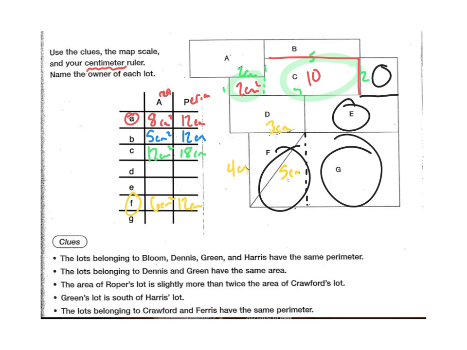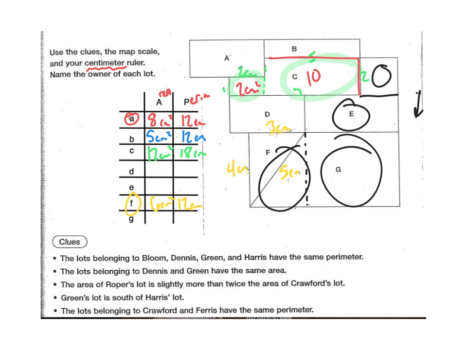And then once you have all your answers, you'll see there's little clues down at the bottom. Like the lots belonging to Dennis and Green have the same area. Well, if I look at my areas, none of them match up, so I don't know enough yet to answer that one. Green's lot is south of Harris's lot. So we could use, if only somebody had taught us about maps, we could figure out who is south of whom? You kind of got to put all of the pieces together.